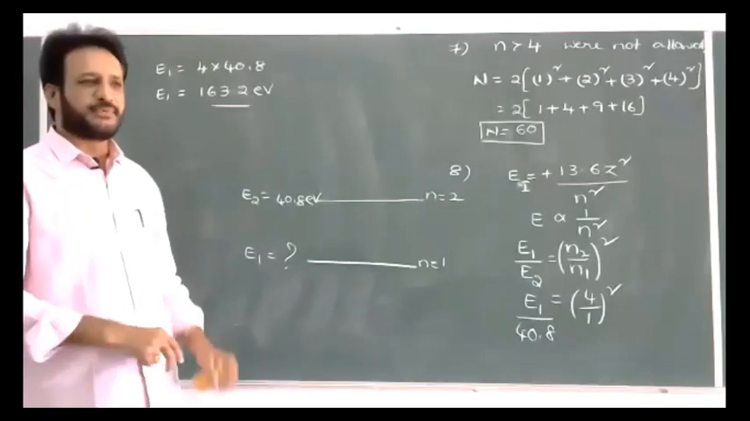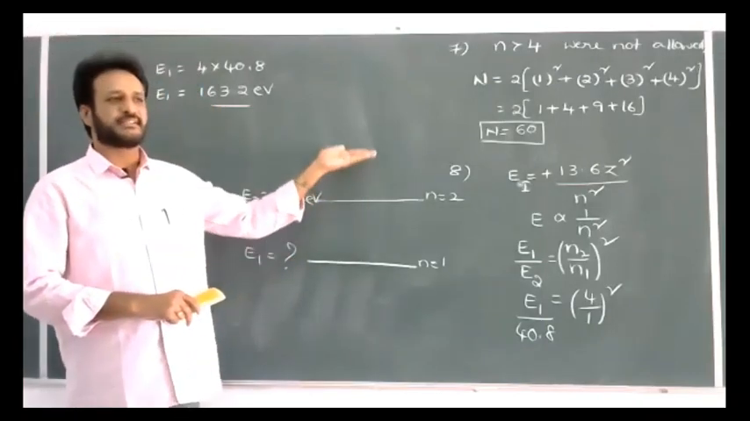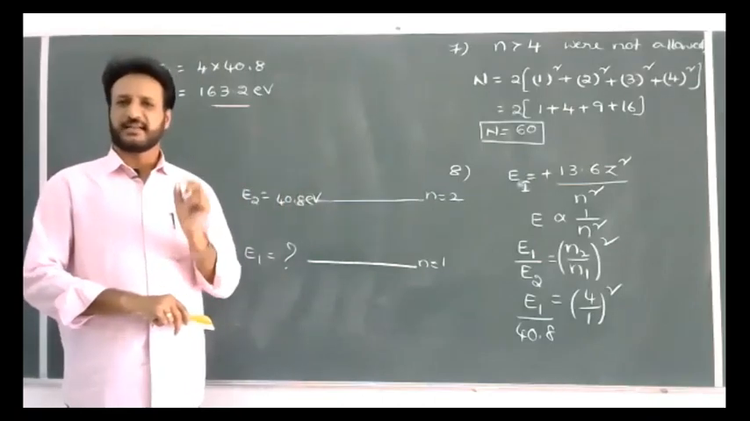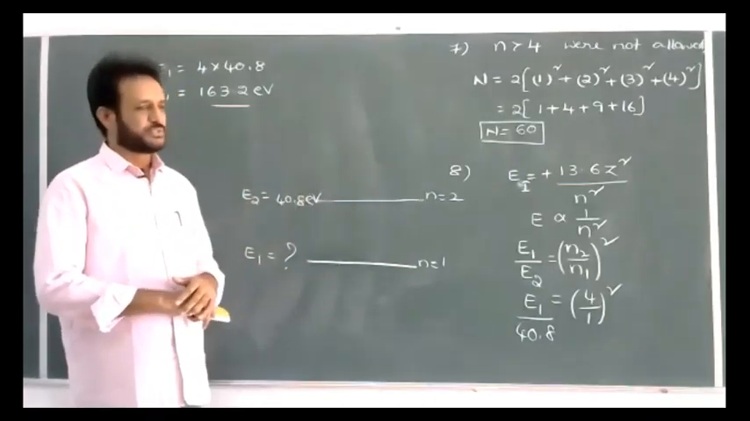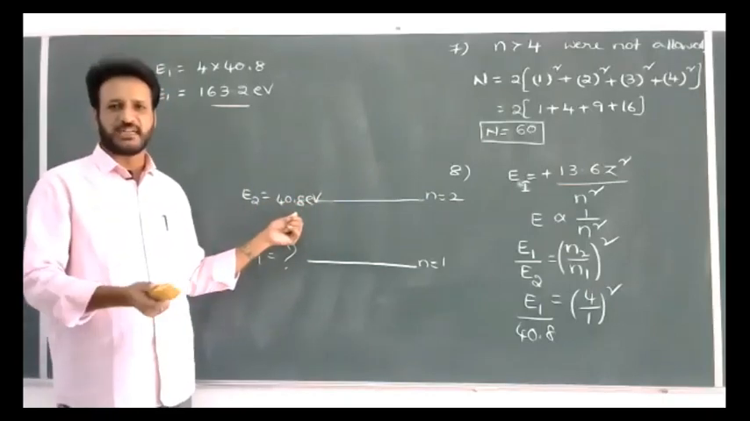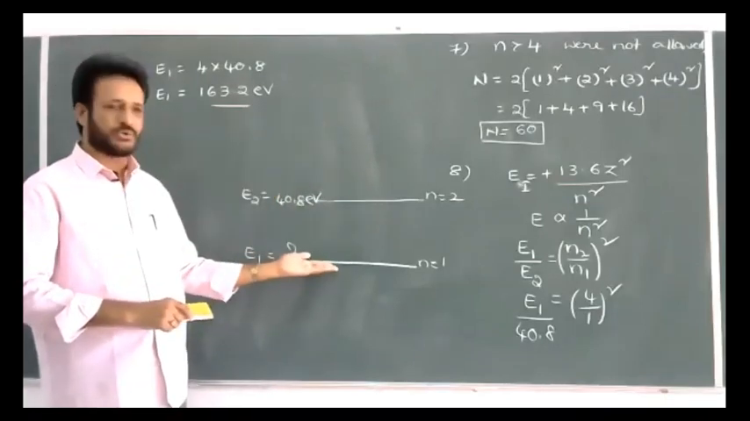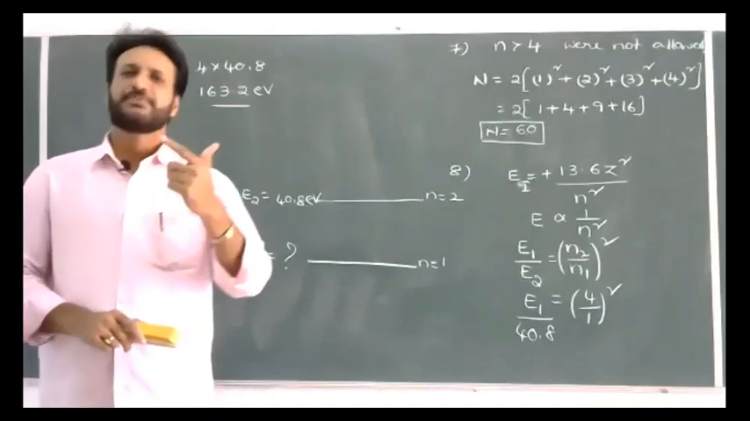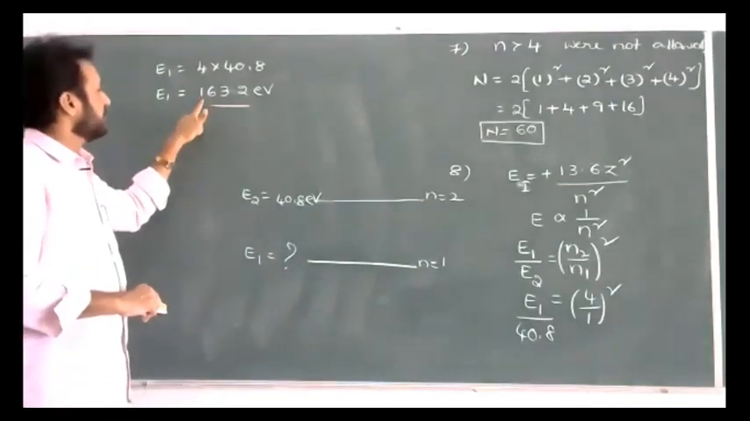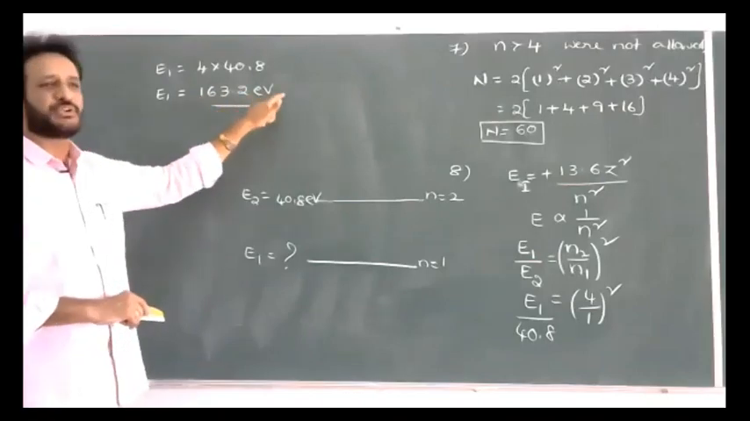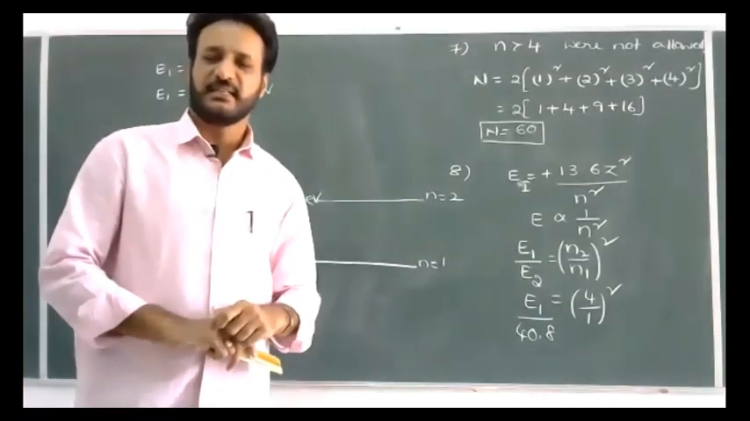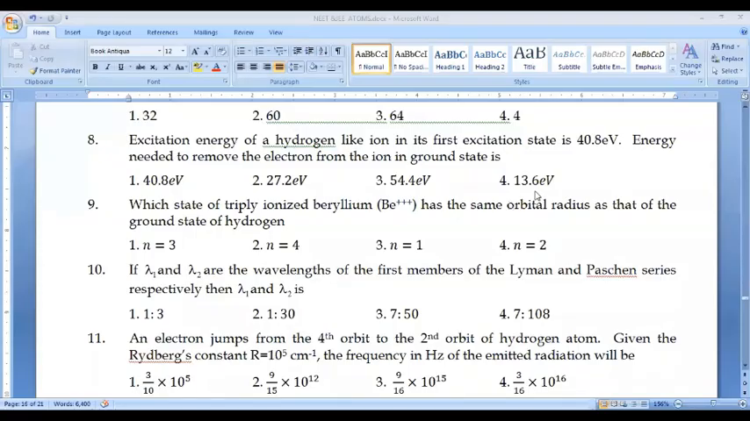One thing you have to remember carefully: when we go from lower to higher orbits, the amount of energy required to remove the electron gradually decreases. The second orbit requires 40.8 to remove the electron, the third orbit less than this one, the fourth orbit less than that. But when we come to the ground state, the energy must be more than 40.8. So the answer must not be 13.6, it is 163.2 electron volt. In the fourth option of the given question they gave 13.6, so correct that one to 163.2 electron volt. That is the answer. Now we will go for the next question, the ninth question.